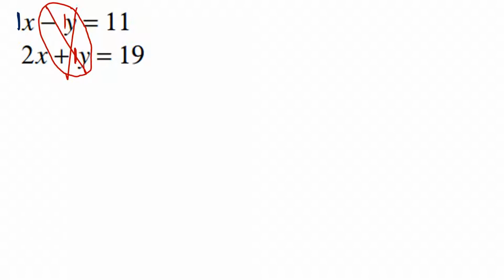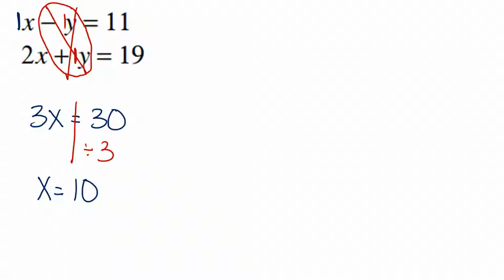This is a 1x, and 2x is going to give us 3x. 11 and 19 is going to give us 30. Our last step is to divide, because the 3 and the x side by side means multiply. We do the opposite, we divide. 30 divided by 3 is going to give us 10. We take our answer and we plug it back into the top equation.